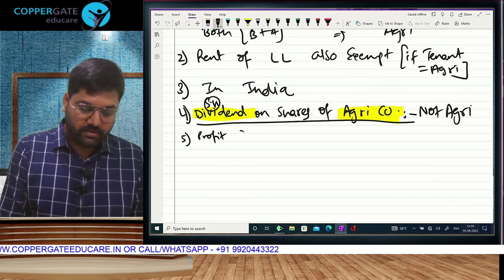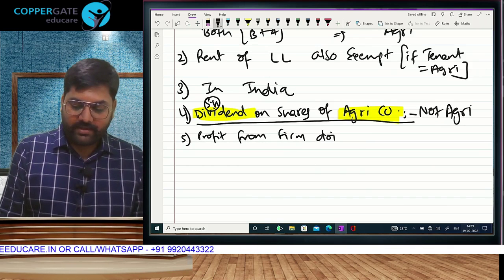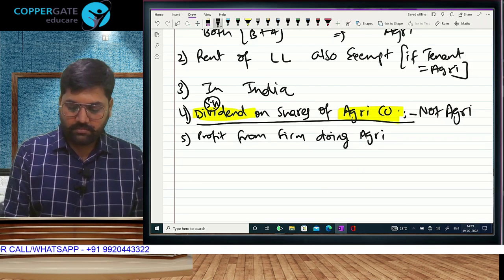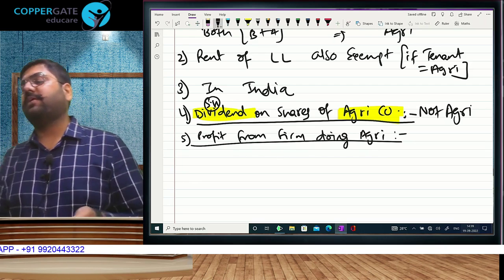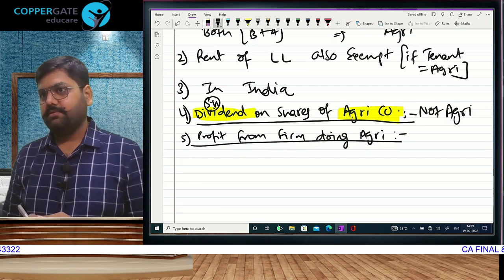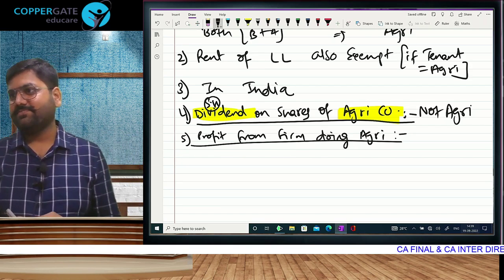profit from a firm doing agriculture. Now see, dividend is given to whom? And this profit will be given to whom? Guess, it's a firm, so partner. What is the answer to this? Is this agriculture or not agriculture? Agriculture.